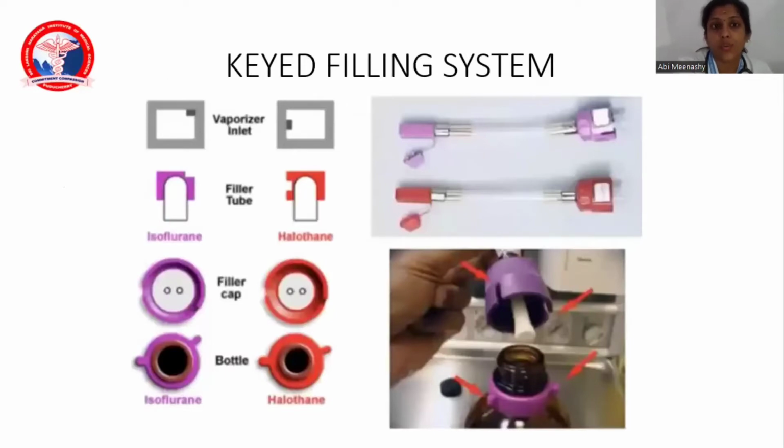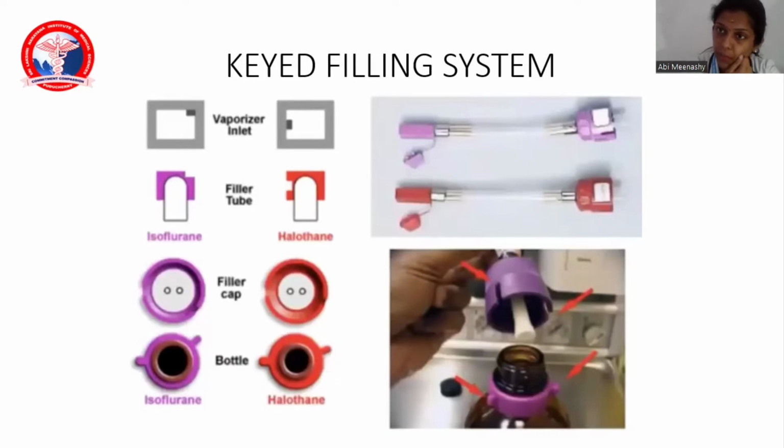Okay, this is how you fill your agent in Tec 5 vaporizers. I'm sure you would have seen this in OT. So yeah, this is the amber colored bottle. Amber colored bottle because this liquid anesthetic agent should not come into contact with the sunlight. You will be taught more about the properties in inhalational agent classes. So this is an amber colored bottle. Here this is isoflurane. Purple is for isoflurane.